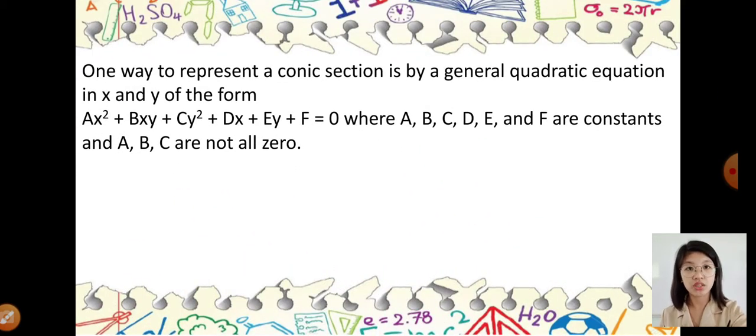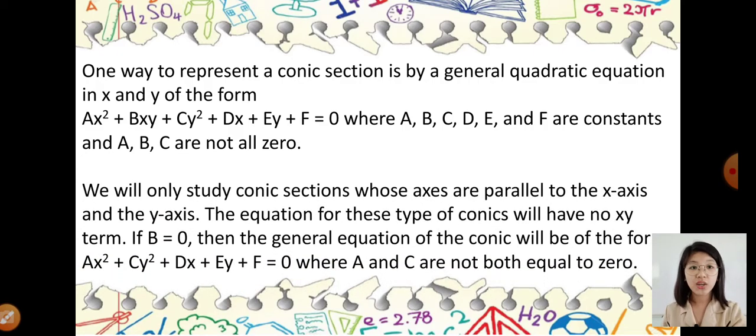And one way to represent a conic section is by a general quadratic equation in x and y of the form ax squared plus bxy plus cy squared plus dx plus ey plus f is equal to 0, where a, b, c, d, e, and f are constants and a, b, c are not all 0. So remember that. We will only study conic sections whose axes are parallel to the x-axis and the y-axis. The equation for this type of conics will have no xy term.